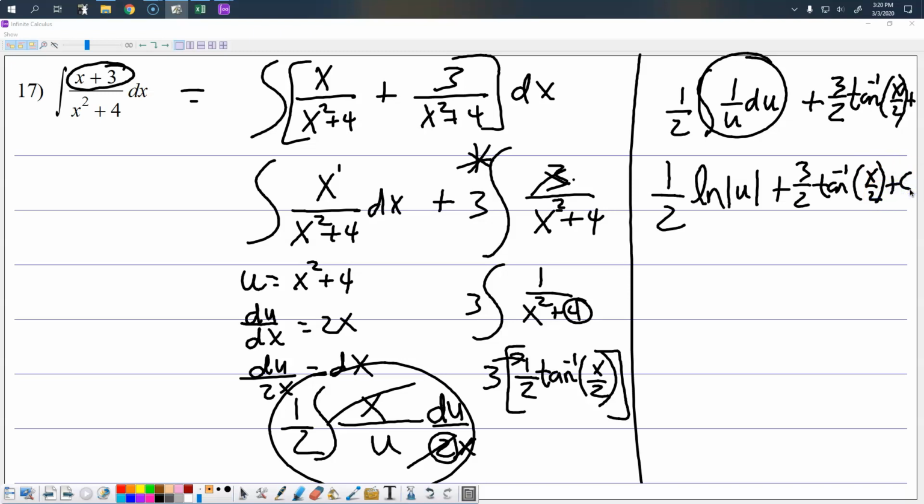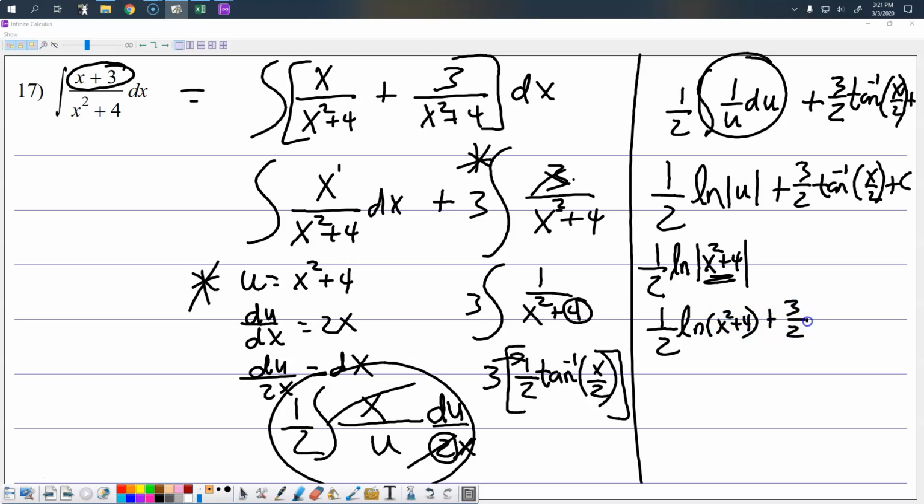Okay, and then finally for this u sub problem over here, we need to replace the u with what u equaled. So we have 1/2 ln absolute value of x squared plus 4. And in this case, you really don't need the absolute value bars because this is always positive. So they might just write it like this. Final answer.